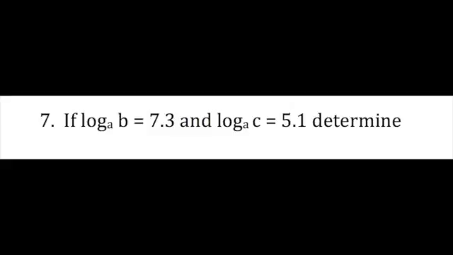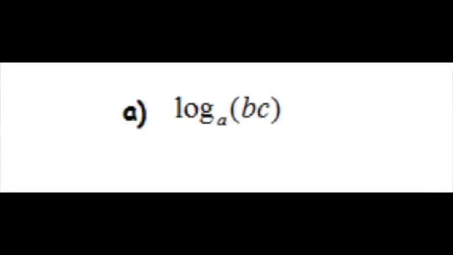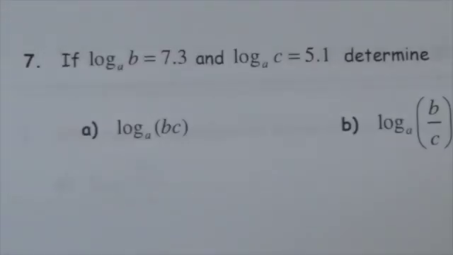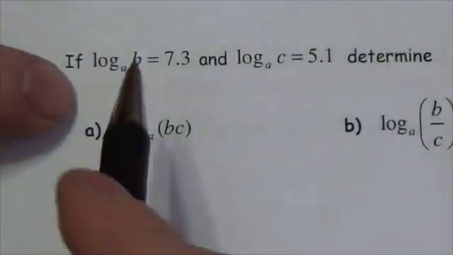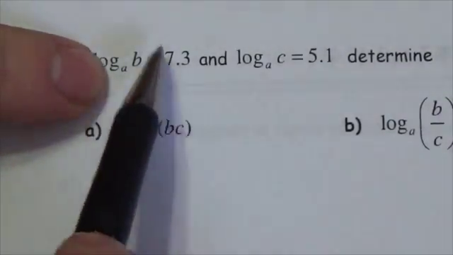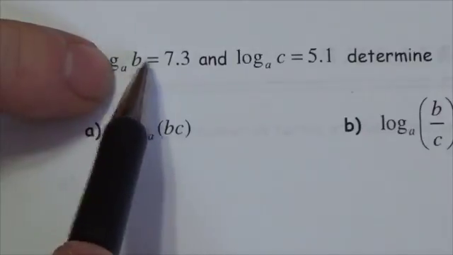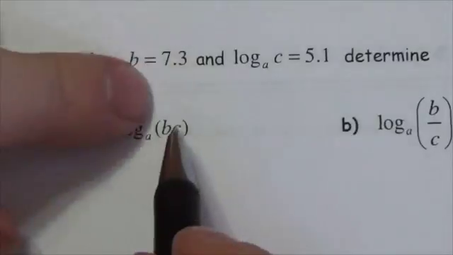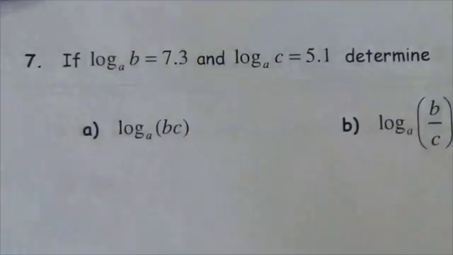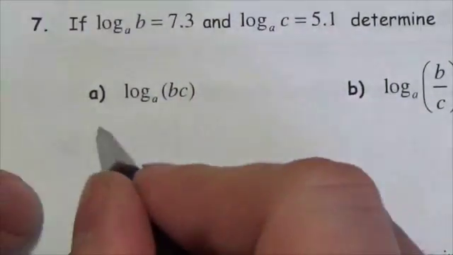If the log base a of b is equal to 7.3 and the log base a of c is equal to 5.1, determine the following. The log base a of b times c. All right, once again, this question is similar to one that I've done before. In the past, what we did is we converted this into exponential form. So we would have made this b equals a to the 7.3, c equals a to the 5.1, and then done substitution. But now that we've seen the log laws, there's actually another way that we can do this.